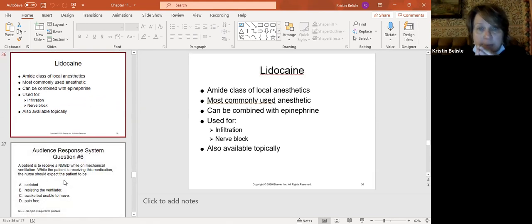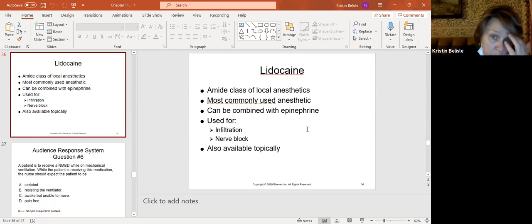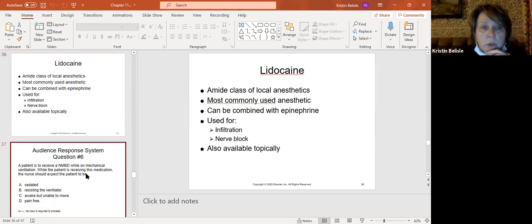Lidocaine, we love it and we use it a lot. It can be combined with epinephrine, and we can use it topically, of course.